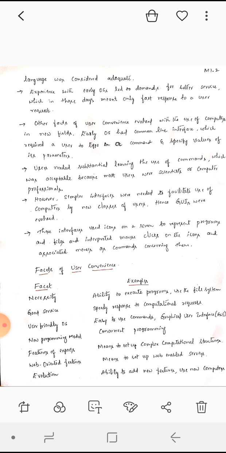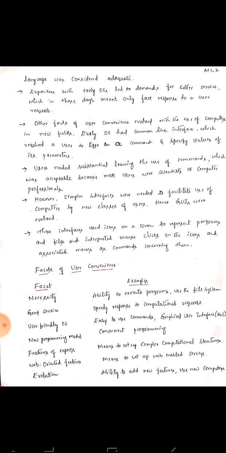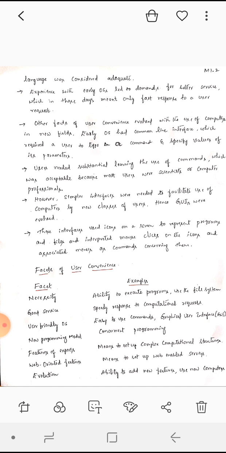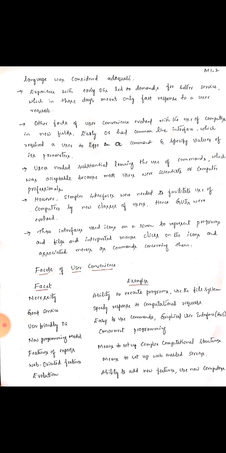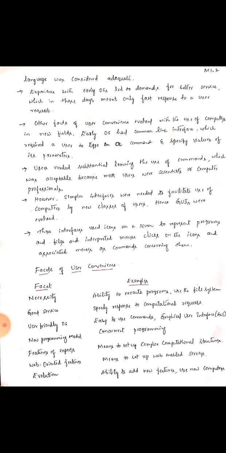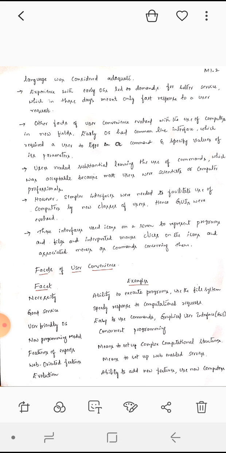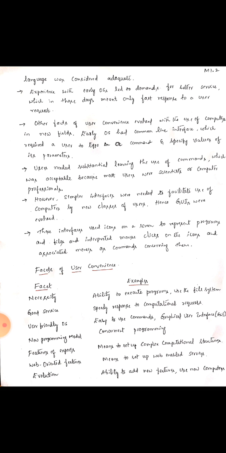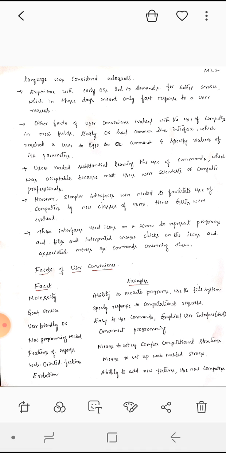Then comes the graphical user interface, where they added icons on the screen to represent programs and files, and interpreted mouse clicks on the icons and associated menus as commands concerning them. So with the addition of the GUI, it became very convenient for every user. It is not only for a professional or a scientist or a programmer. Even a person with less educational knowledge found it convenient to use the computer. So there comes an OS as user convenience. Therefore, the goals of an OS are to have efficient use of resources, and of course it should be convenient enough for the user.